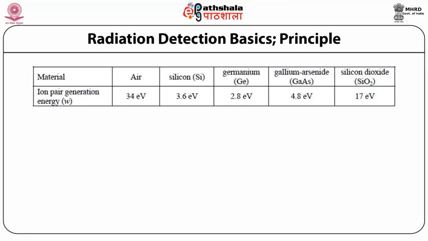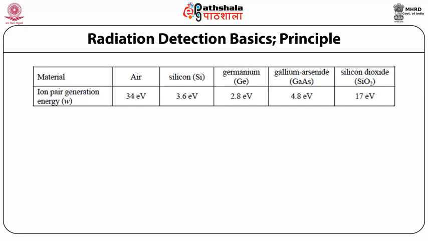Here in this slide, we can see one table is given. In this table, different materials are being given and the energy required to create an electron-ion pair or electron-hole pair in them. The energy requirement to create an electron-hole pair or electron-ion pair is given.